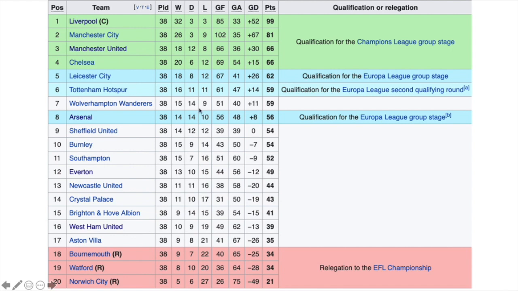Now, you'll notice a couple of different things going on at the top, because when you're in the top tier, where do you get promoted to? The answer is Europe, but we're going to come back and talk about that in a little bit. Let's first of all go down to the Championship, where Bournemouth, Watford, and Norwich City went.